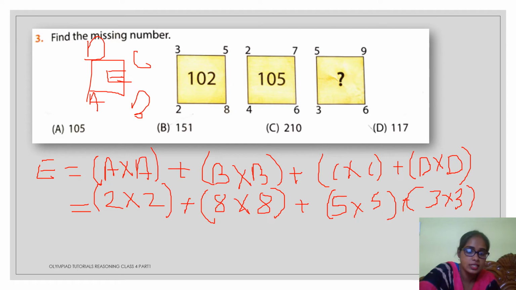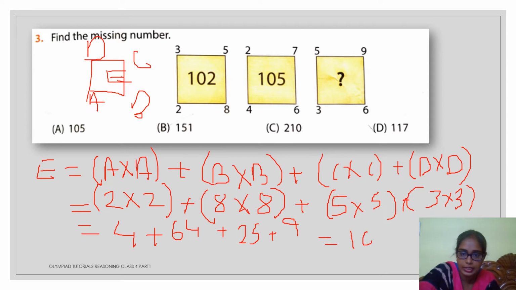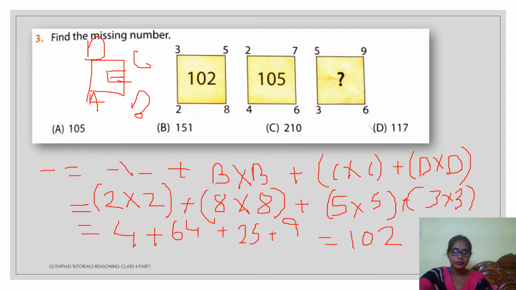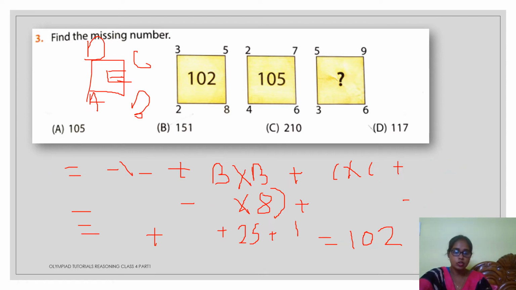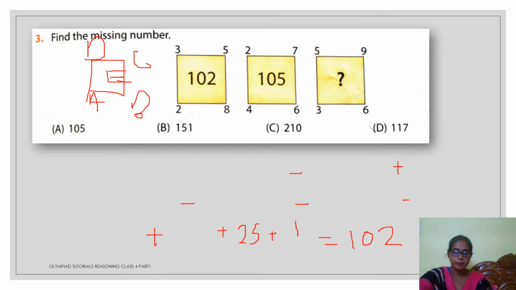If you solve this, you will get 4, 8 into 8 that is 64, 5 into 5 is 25, plus 3 into 3 that is 9. When you add all these numbers, you are going to get 102. This was for the first box. Now we have to do it for the last box. Let me first erase this part and we'll solve it for the last box.